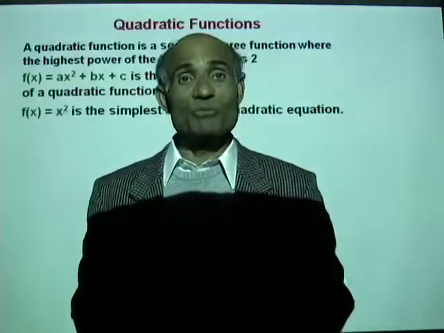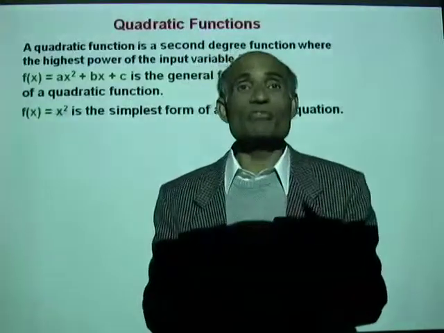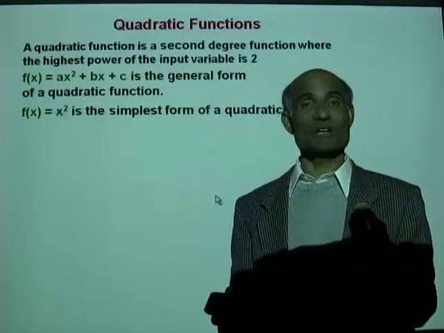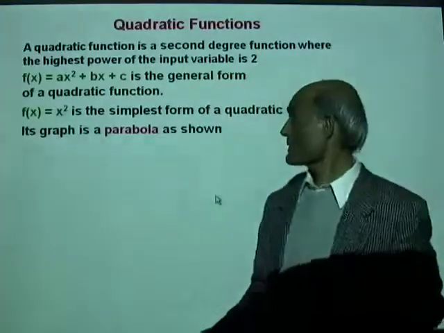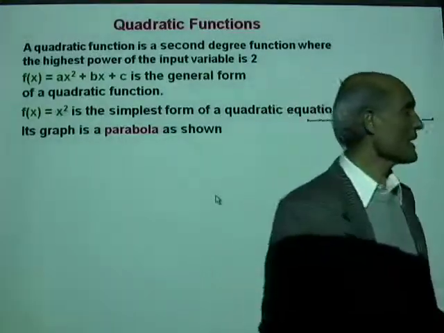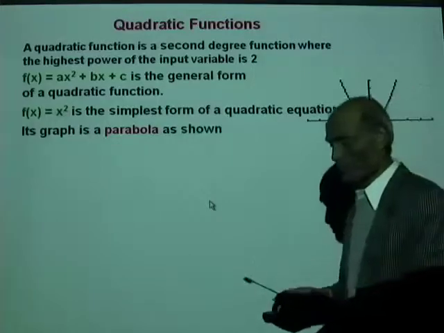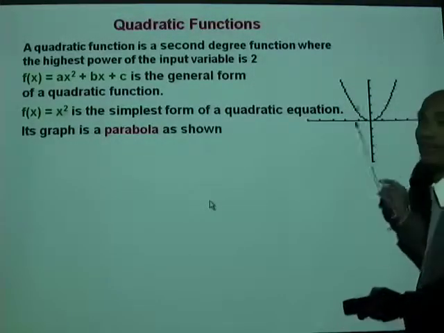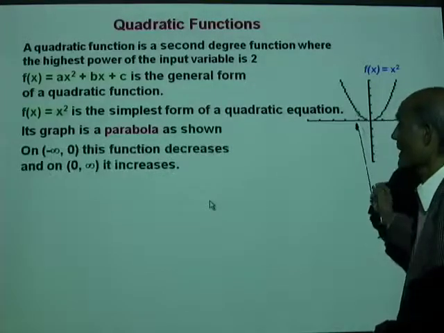As you have seen before, f of x equal to x squared is the simplest form of a quadratic equation. And what does the graph of that look like? It's a parabola like you have over here. Now, the important thing about a parabola is that it has a turning point. And that's the turning point there.